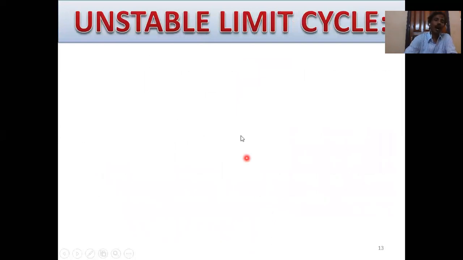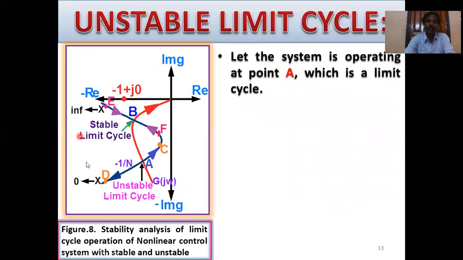So, what is an unstable limit cycle and what is a stable limit cycle? First, the unstable limit cycle. This is the configuration. This is the G(jω) locus and this is the -1/N locus. This is the intersection point A, another intersection point B, and on this side X tends to 0, and on this side X tends to infinity.